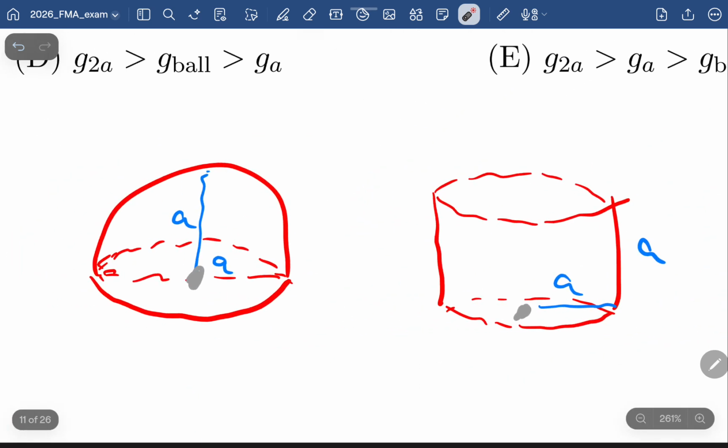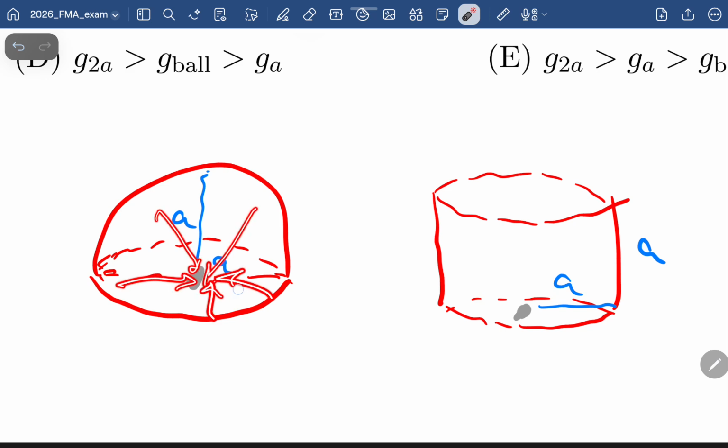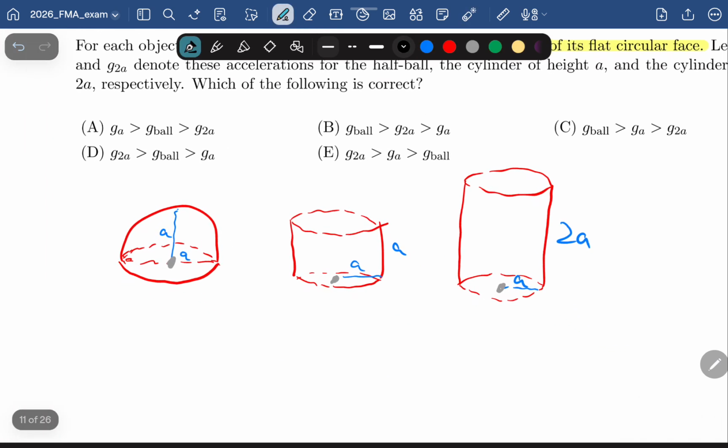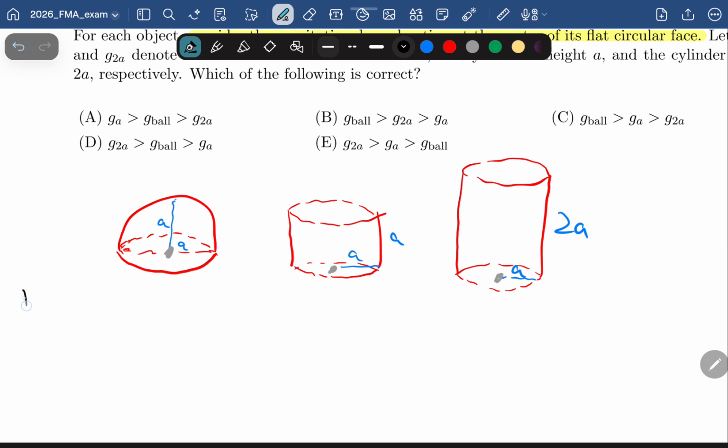So for example, in this half ball or hemisphere, there's a bunch of points spread around, and they each pull at the center of the face, and that's the gravity we want. So remember Newton's force of universal gravitation.